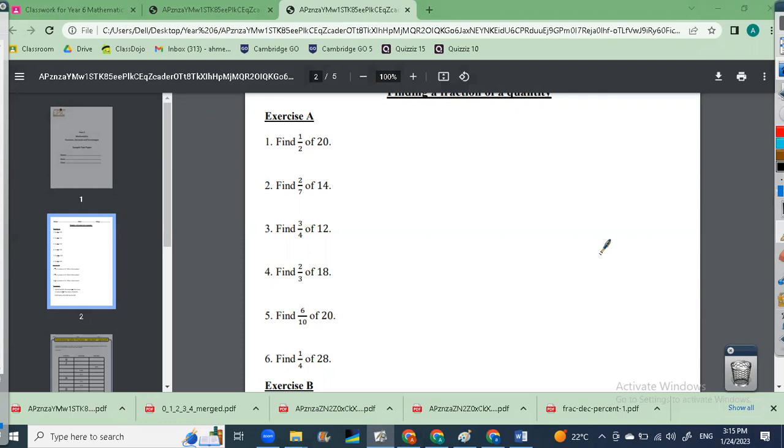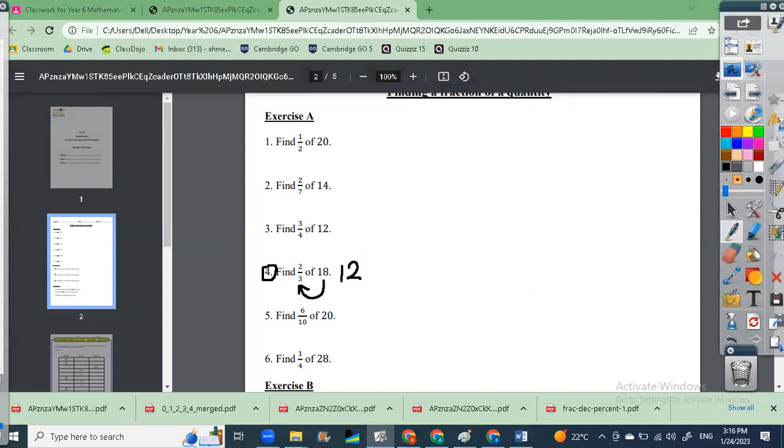So the first thing that we're going to answer right now, let's say question number 4. How can we do such a question? If I want to find 2/3 of 18, I'm going to have to divide 18 by the denominator, which is here 3. So 18 divided by 3 is going to give us 6. And then we're going to multiply the 6 by the numerator, which is 2. So 18 divided by 3 is 6, times 2 is going to become 12. And this is how we can find a fraction of an amount.